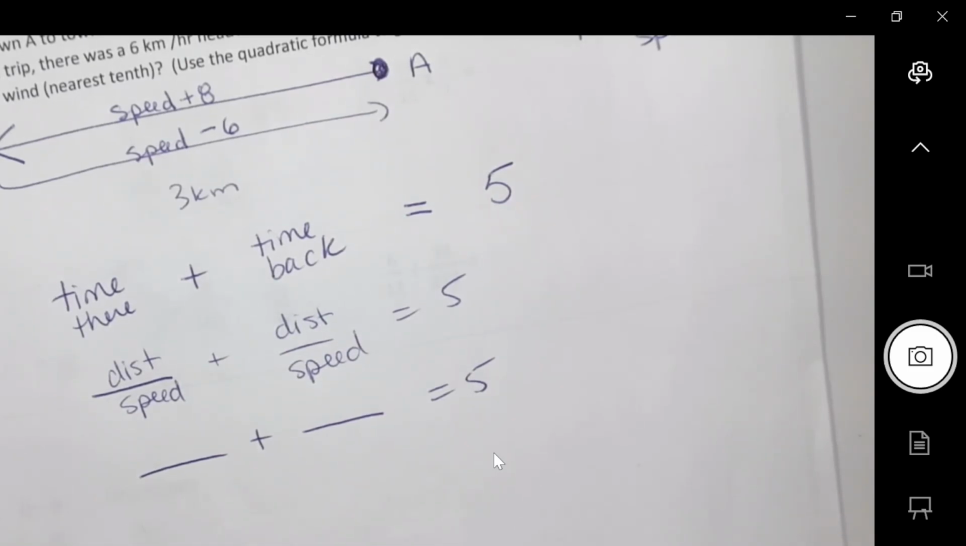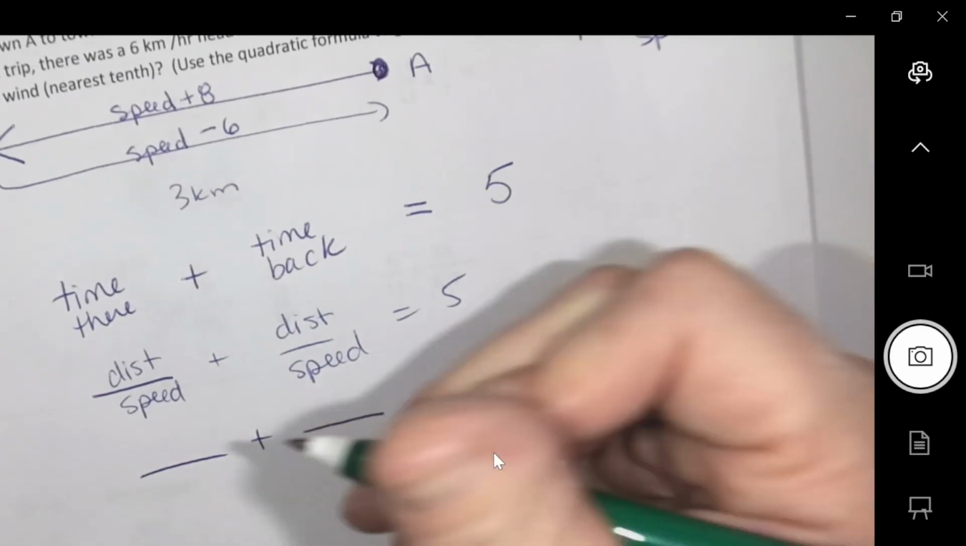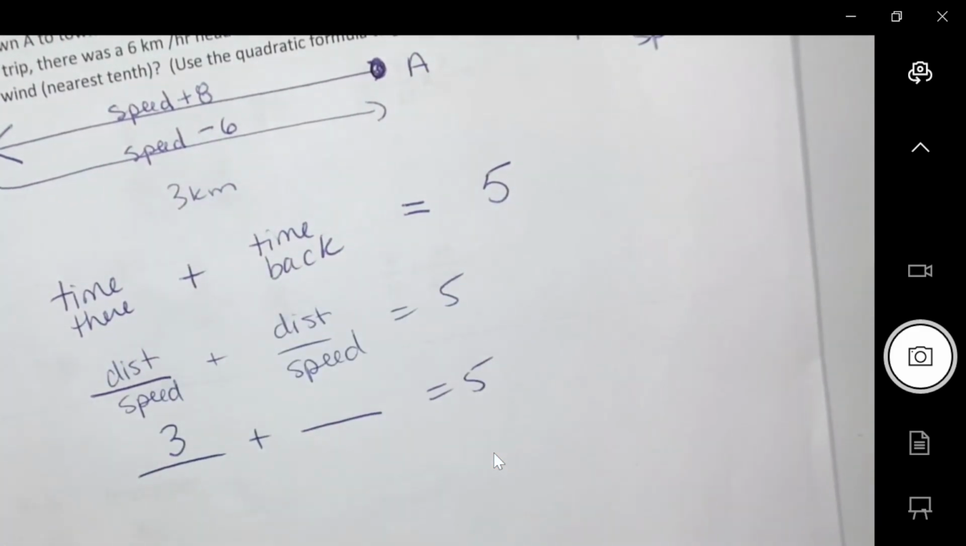We're going to fill in the distance when we went there. What was the distance? 3. Are you guys okay if I use the letter B for my variable? It's going to be the speed of the bike. Is that okay? I hate using S's because sometimes my writing looks like 5s.